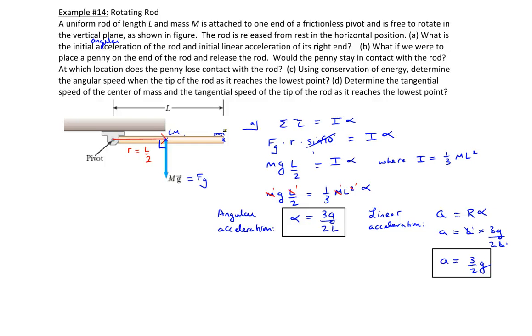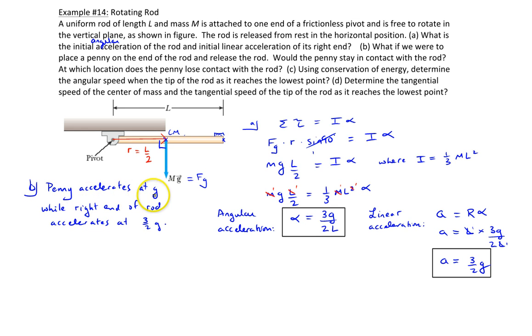Well, if you see, we've just determined that the linear acceleration at the far right end of the rod is 3/2 of g. And the penny, if it did lose contact with the rod, would be accelerating at only the rate of g. So since the penny accelerates at 9.8 meters per second squared, yet the right end of the rod is accelerating at 1.5 times that, the penny is going to lose contact with the rod.